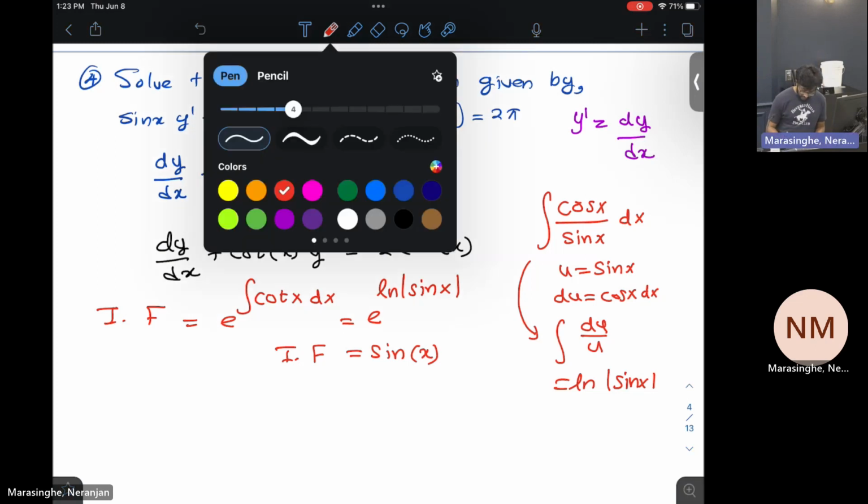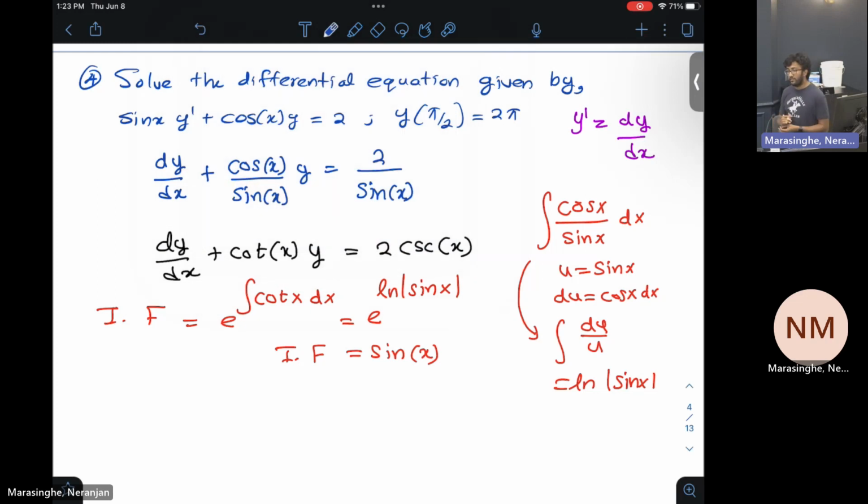Right. Now we know the integrating factor, so we can continue. Then multiply your differential equation by the integrating factor and continue.